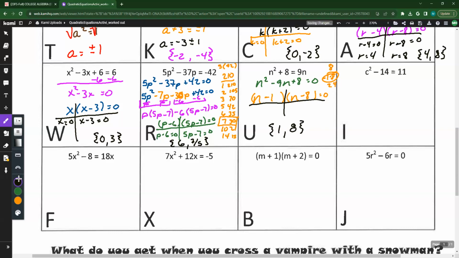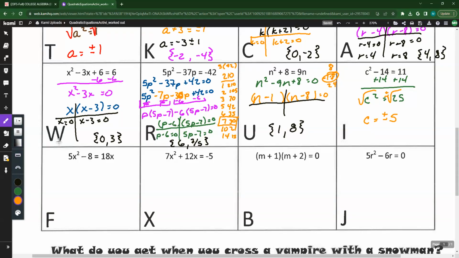All right, this one has just 1c squared. Since it just has the 1c squared, that tells me I can just square root both sides once I get it all by itself. So I'm going to add 14. I have c squared equals 25. I like this one. Square root both sides, plus or minus, don't forget that, c equals plus or minus 5.